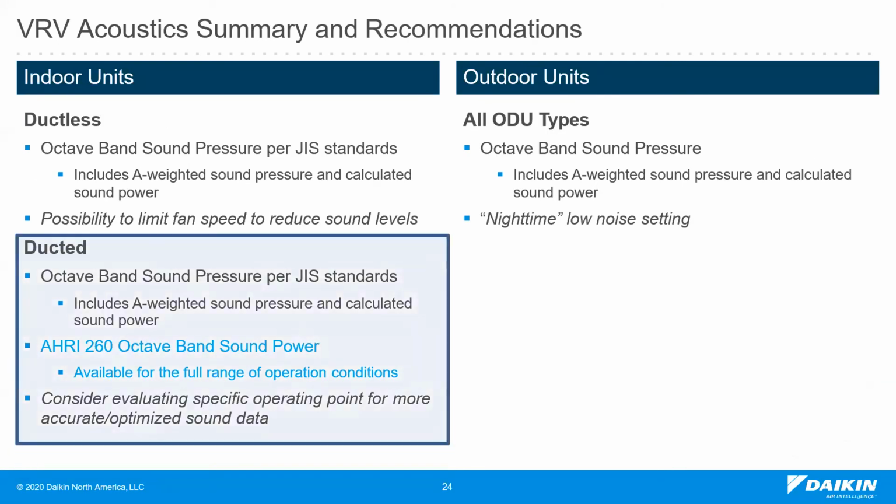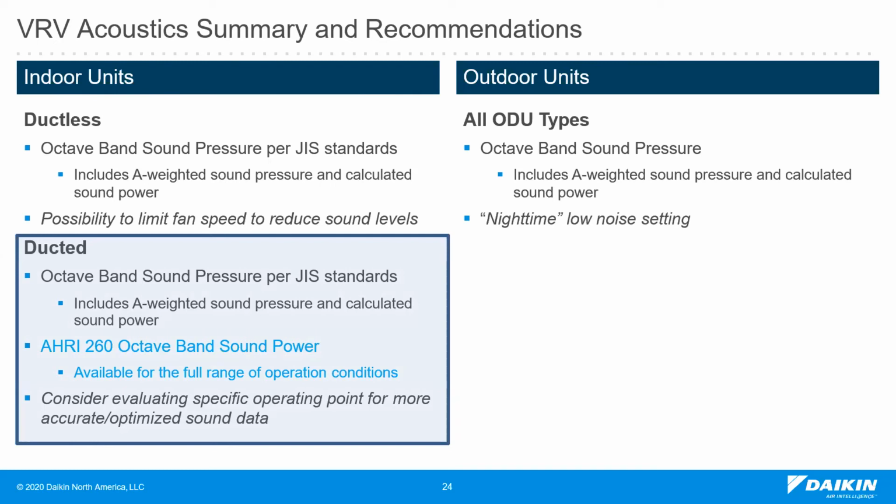Here, we highlight the availability of AHRI 260 sound power data, in addition to sound pressure data for ducted units. AHRI 260 is a ducted only sound rating. It doesn't apply to ductless fan coils. All the ducted units, with the exception of the high capacity FXMQ MV, have had their sound data published.